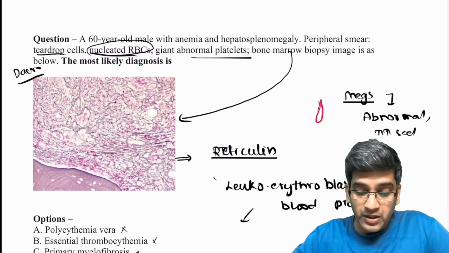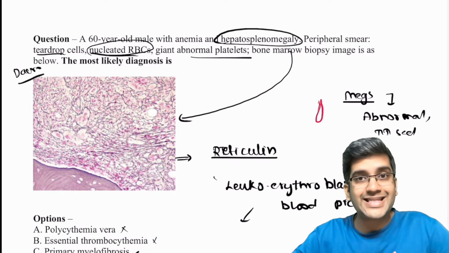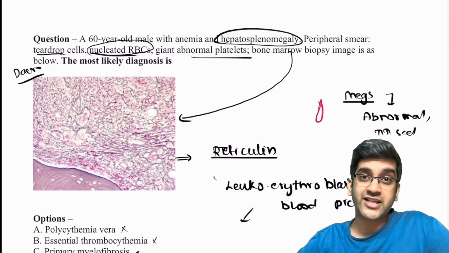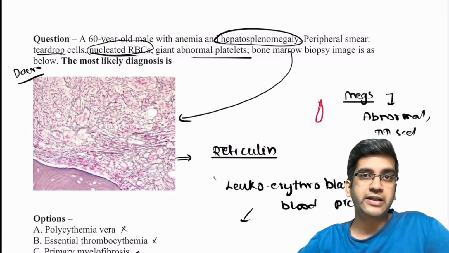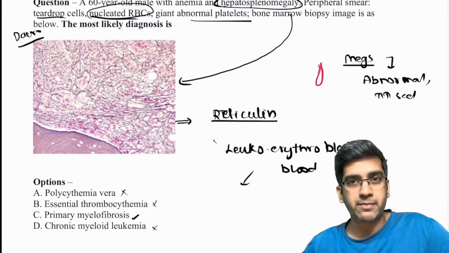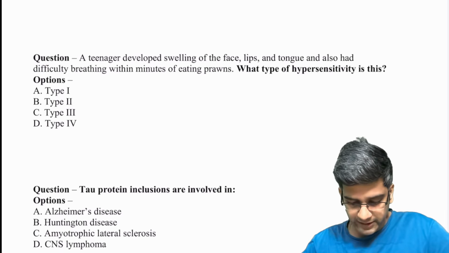Also do remember, this can also have a massive hepatosplenomegaly because the bone marrow fails. There will be extramedullary hematopoiesis happening in the spleen and the liver. Okay, fine. That's the right answer here. It's a classical case of primary myelofibrosis. Fine. Let's go to the next guy.